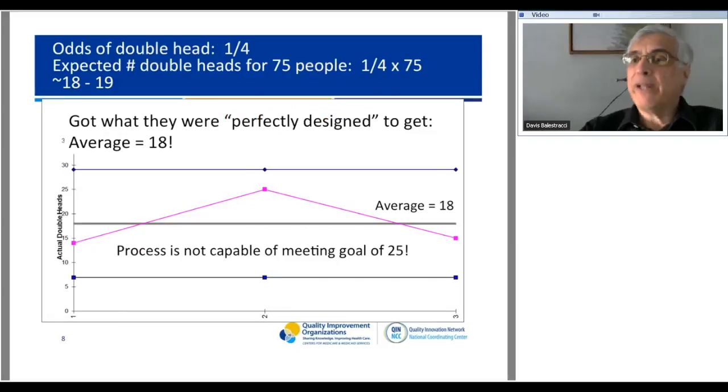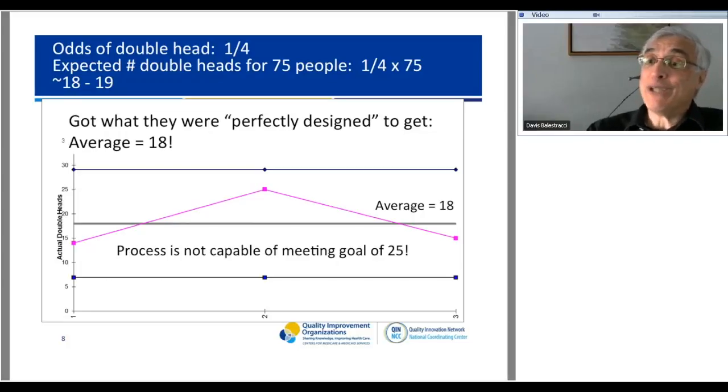Now, something else that's interesting. The odds of getting a double head are 1/4, 1/2 times 1/2. So if I have 75 people, and I calculate on the average what I expect to get, it's between 18 and 19. Now, I want you to notice something. Notice what our average is. They got what they were perfectly designed to get.